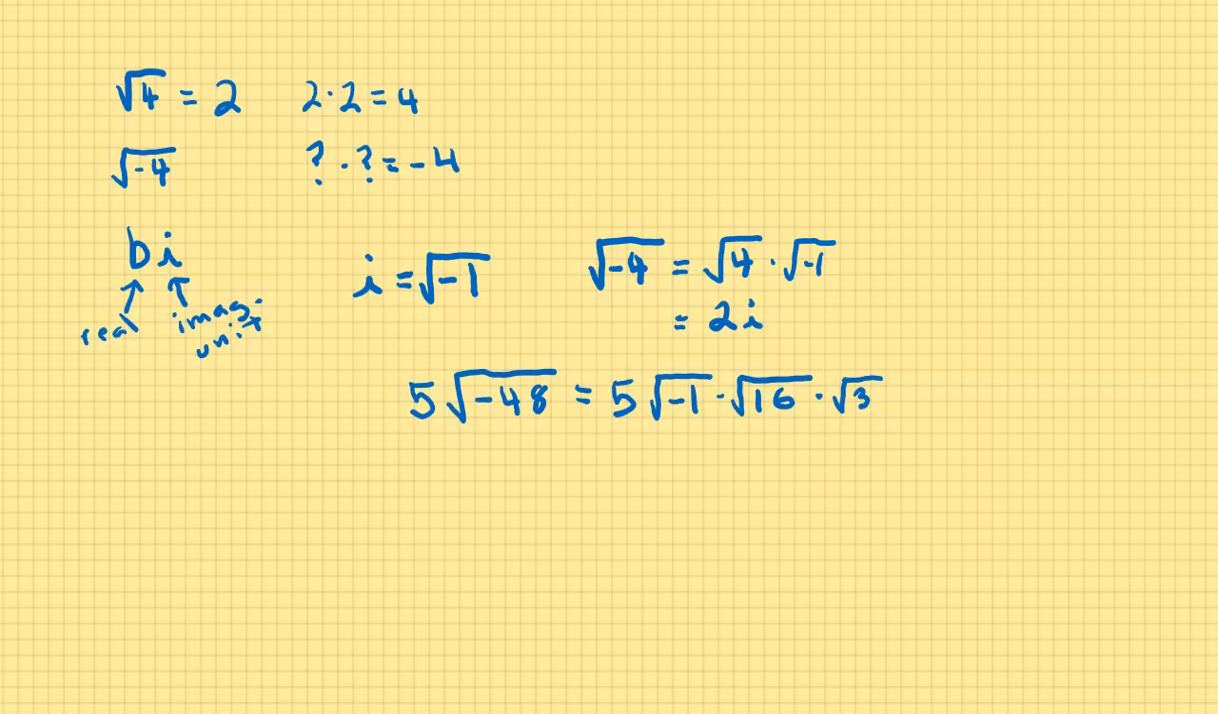All right, so now that we have it broken apart nicely like this, we can go ahead and simplify. So the 5 gets carried down right here, okay? Nothing happens with the 5 yet. And then the square root of negative 1 is i, so we'll just put i right like that. Okay? And then the square root of 16, well, that's 4. Okay? And then the square root of 3 is just the square root of 3. We can't do anything with that.